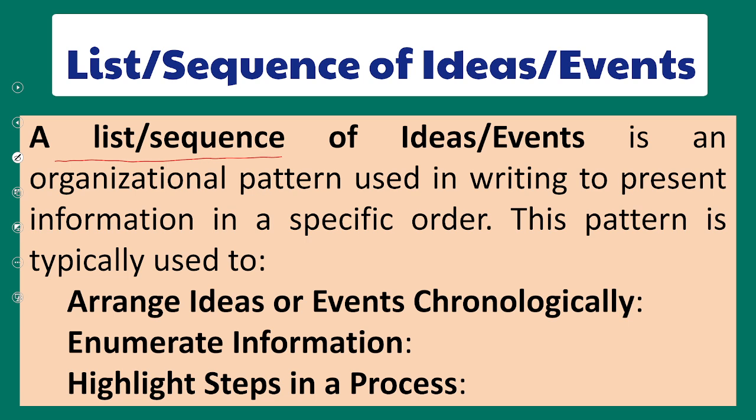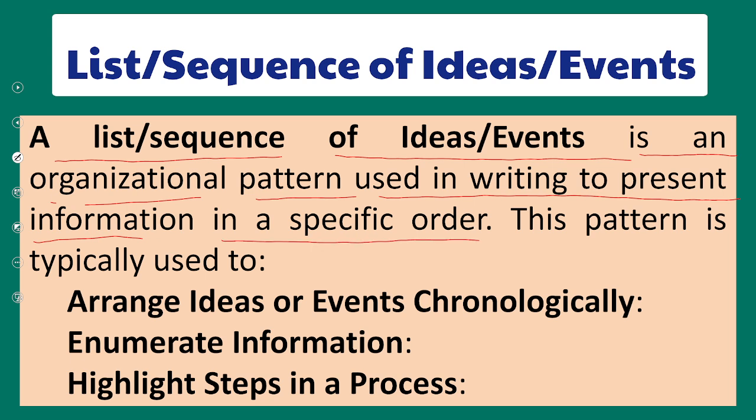A list sequence of ideas or events is an organizational pattern used in writing to present information in a specific order, and when we read a text we have to identify this sequence of ideas or events to understand the text clearly. So when we read we have to interpret this organizational pattern. Why is this pattern important? Because it is used to arrange ideas or events chronologically.